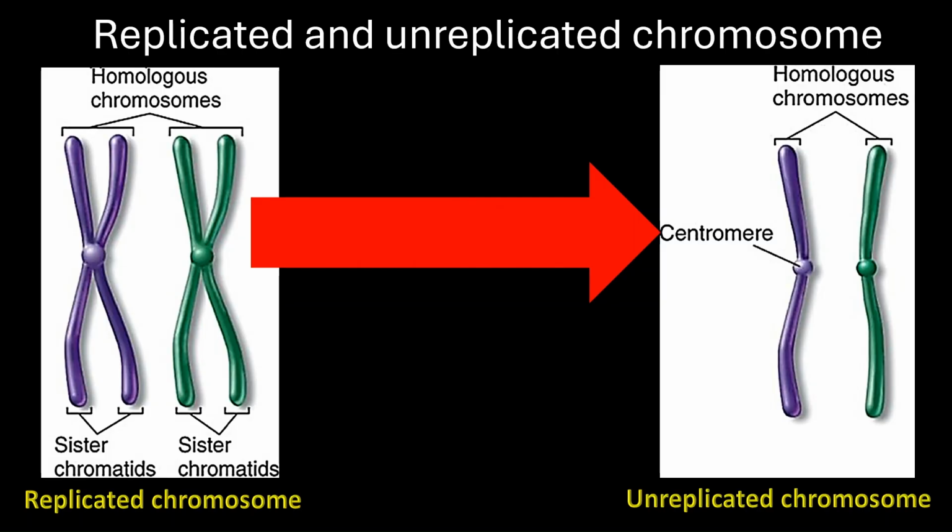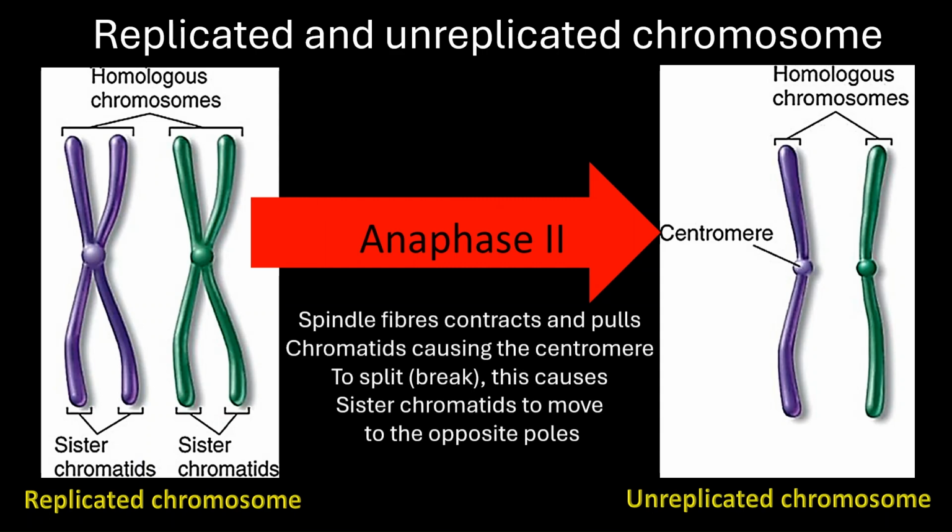Is there a process or a mechanism that can cause a replicated chromosome to change to become an unreplicated chromosome? Of course. And it is actually anaphase 2. What goes on during anaphase 2? During anaphase 2, spindle fibers contract and pull chromatids, causing the centromere to split or to break. This causes sister chromatids to move to the opposite poles.